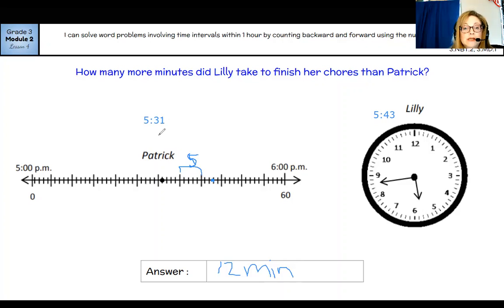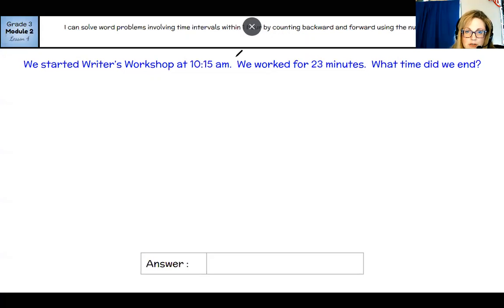There are a lot of ways to count elapsed time. The ways we've been practicing have been plotting the numbers on the timelines and then counting on from there. You could skip count by 5 if they're farther apart, and then slow down and count by 1. That's another option. Okay, kids, for something like this, it says we started writer's workshop at 10:15 a.m. and we worked for 23 minutes. What time did we end?